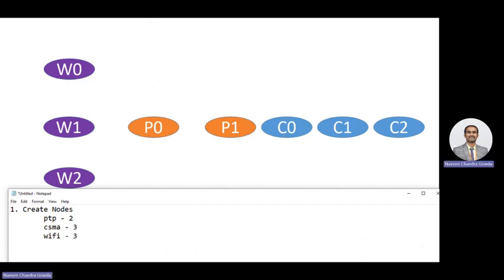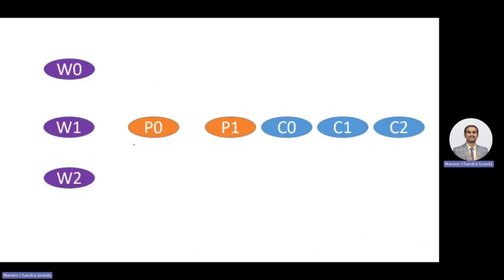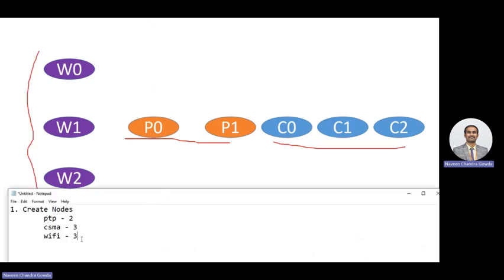So I'll be creating two point-to-point nodes, these are the CSMA nodes, and these are the Wi-Fi nodes. Likewise, I need to create in total 7 nodes.